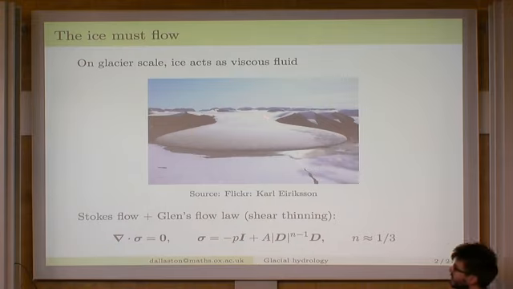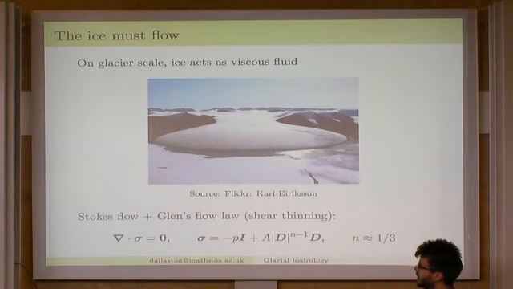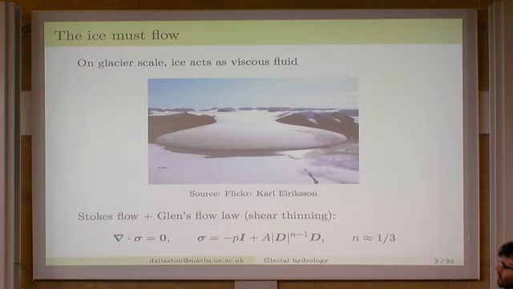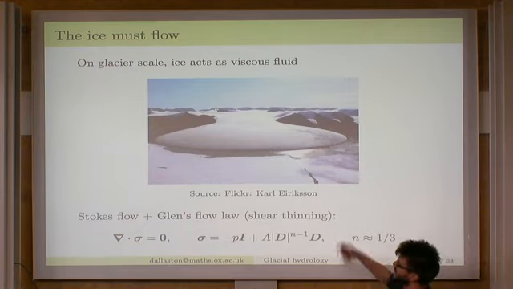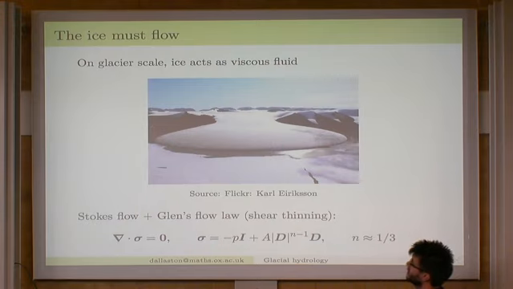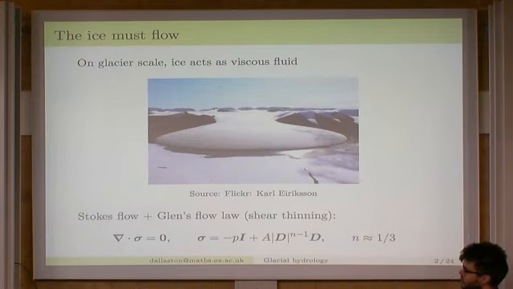Starting with work in the 1950s by John Glen and also many subsequent laboratory and observational studies, ice on a glacier scale is normally modeled as a viscous dominated, so Stokes flow, shear thinning fluid.